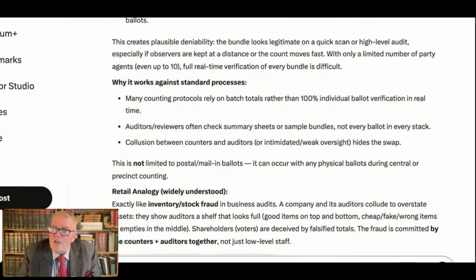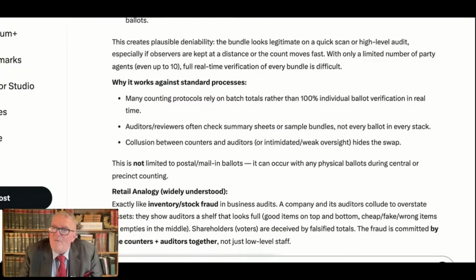This creates plausible deniability. The bundle looks legitimate on a quick scan or high-level audit, especially if observers are kept at a distance, which they do when they put the bundles into the middle area, because the observers are back there and they do not allow cameras in there to look at it. That needs to be changed as well. But there are ways in which you can put checks in that stop this.